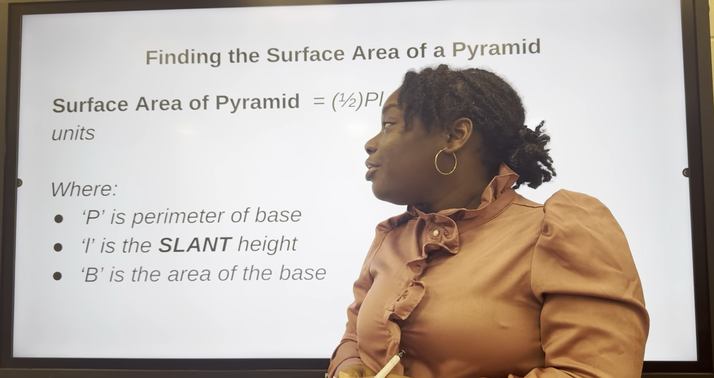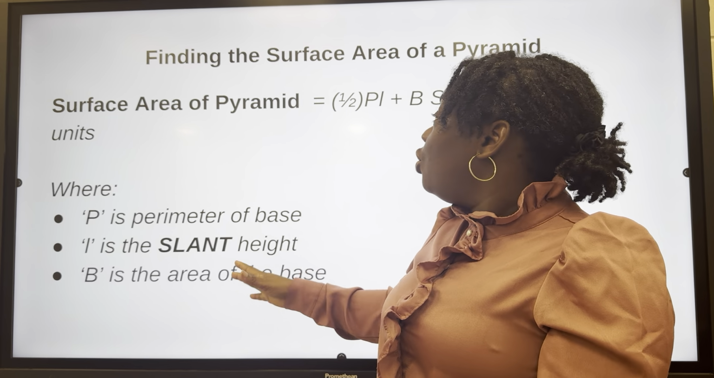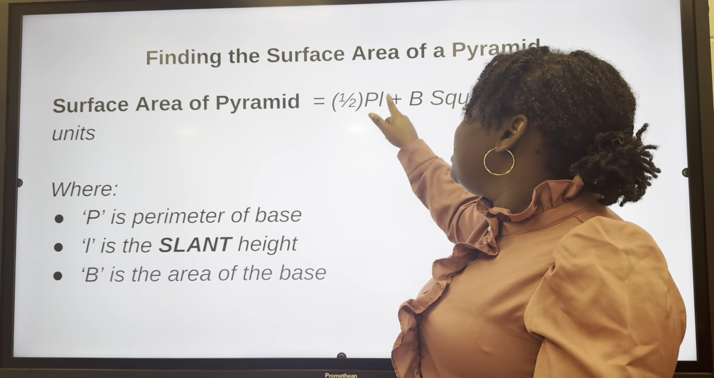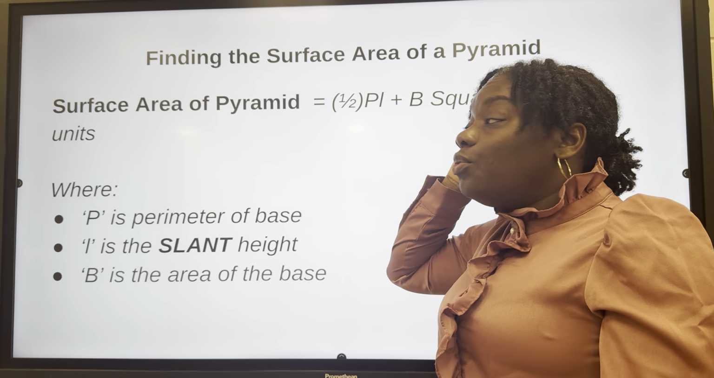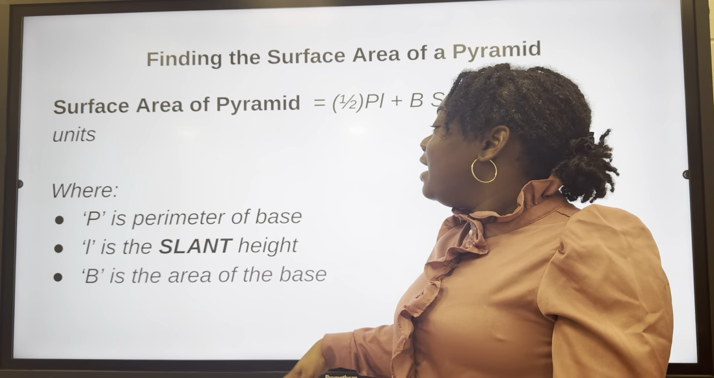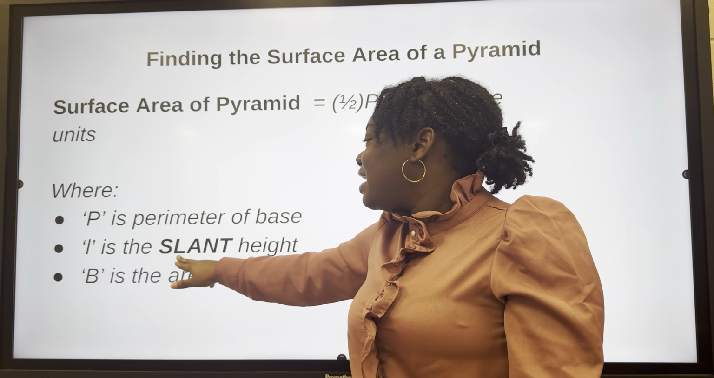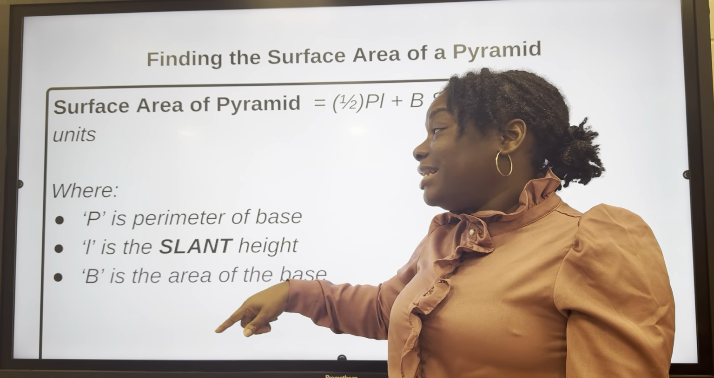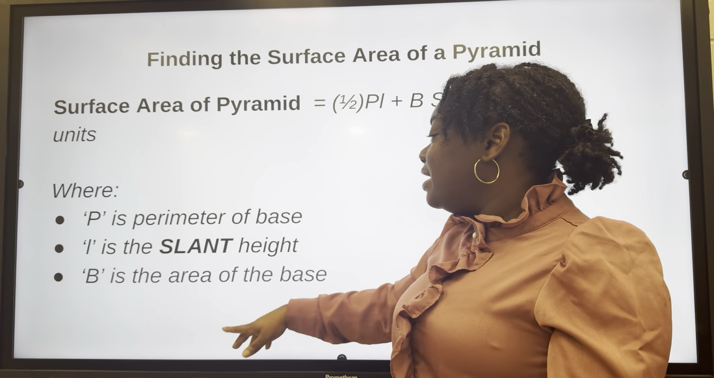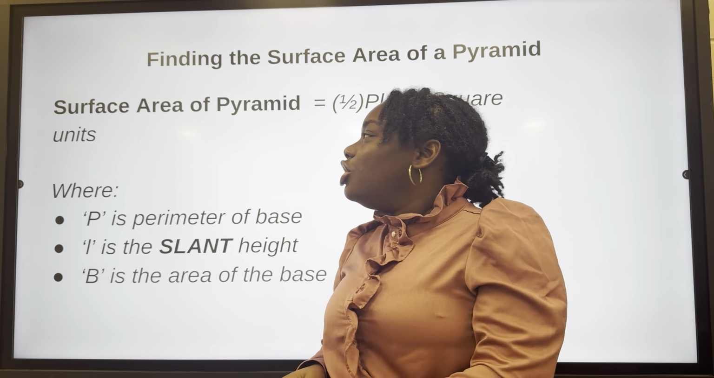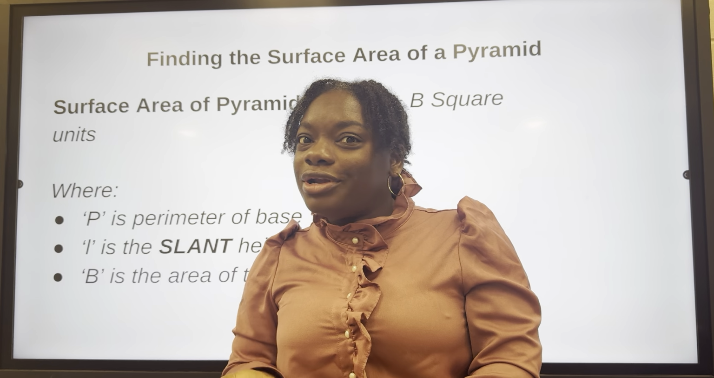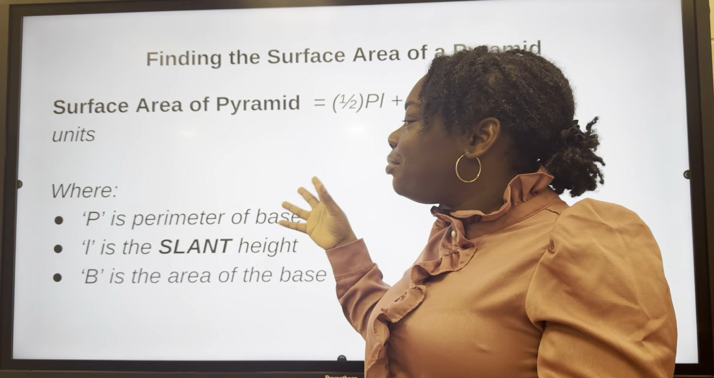All right, remember we looked in our last video at how the surface area of a pyramid is half PL plus B, where P is the perimeter of the base and L is your slant height. We need to remember that it's the slant height and not the vertical height. And B is the area of the base. So today we're going to look at the surface area of a cone, and we're going to use that same principle.